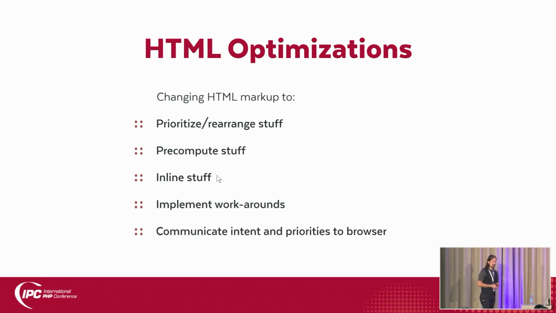And then finally, we can communicate intent and priorities to the browser. That is commonly done with resource hints, for example, where we have more knowledge than the browser about what is important on the page and what is not so important. And if we tell the browser what the actual intent of the page is and what the actual priorities are, it can then do a better job of doing parallel downloads where they matter most and prefetching things.